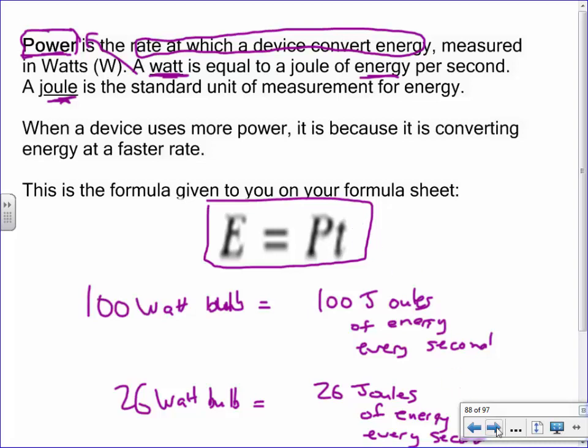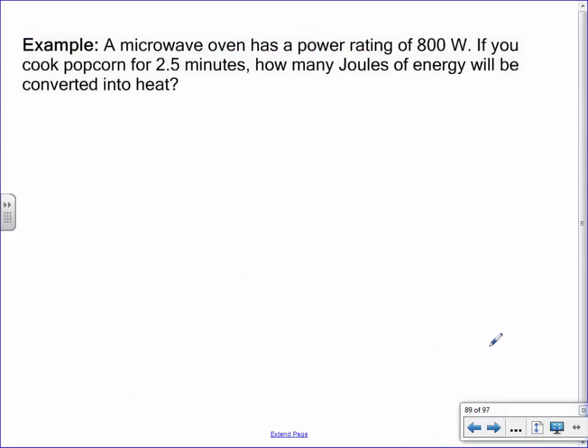So let's try a quick example here. Here's our microwave. So my microwave is 700 watts. Here's one that's 800 watts. So it's using a little more energy. Here's my question. If you cook popcorn for 2.5 minutes, how many joules of energy are we converting? So how much energy am I going to have to pay for under this circumstance here?